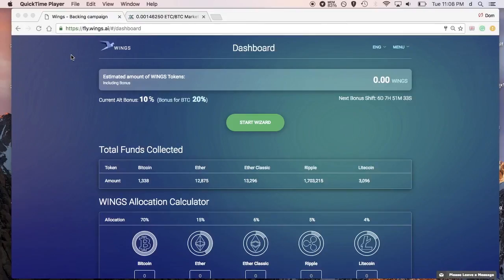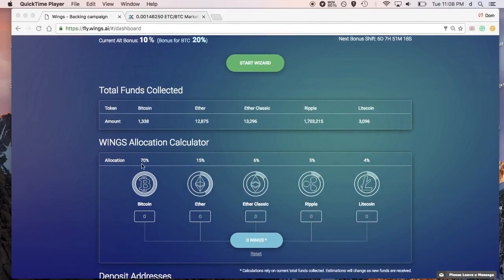And welcome to an explanation of how the Wings allocation calculator works. As many of you may have noticed, we had an allocation based on different amounts for the different kinds of the 5 coins. So there's 70% of the Wings for the donation crowd fund allocated towards BTC.